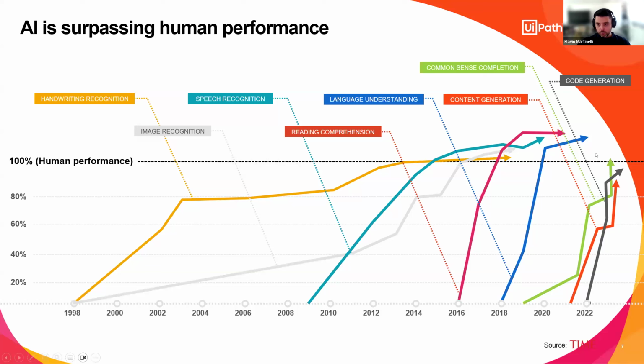And what scares me, or what surprised me a lot, and I already spoke with Stefano and other friends about this, is that, as you can see, these little curves appear on the right of the chart. So code generation, common sense completion, and content generation took less than 1 year to surpass us in our performances. So what does it mean?